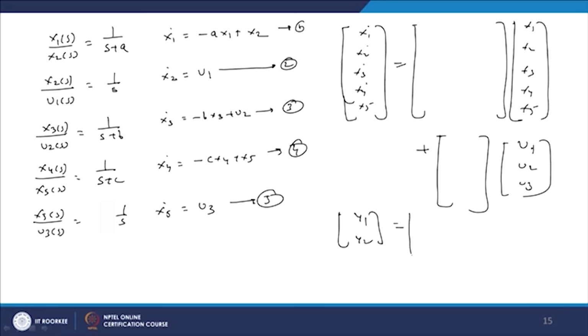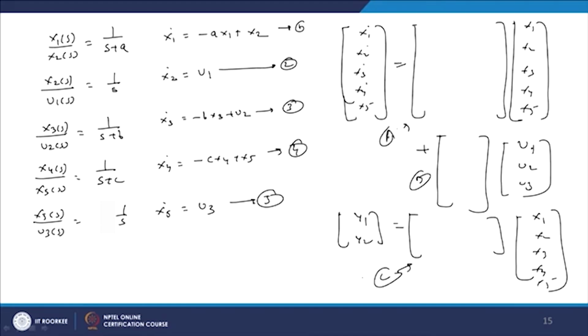So, here we write down x1, x2, x3, x4, x5. Just check this. See here x dot, this is the A matrix, this is the B matrix corresponding to the input matrix, and C is the output matrix. Now, we have to write down the elements in A, B and C.